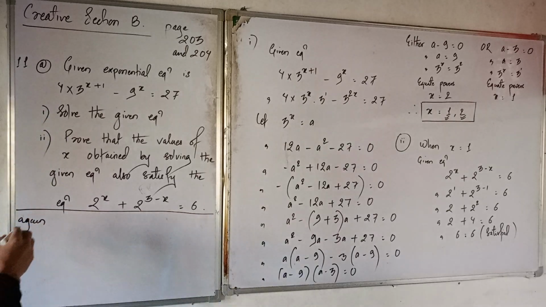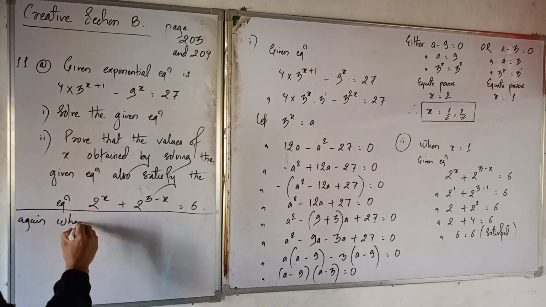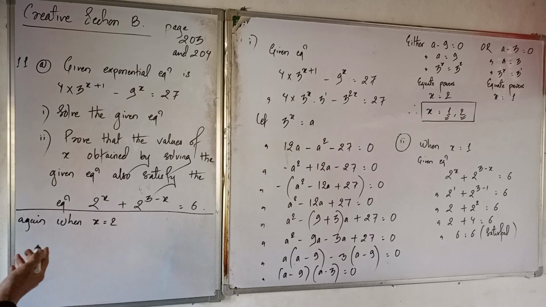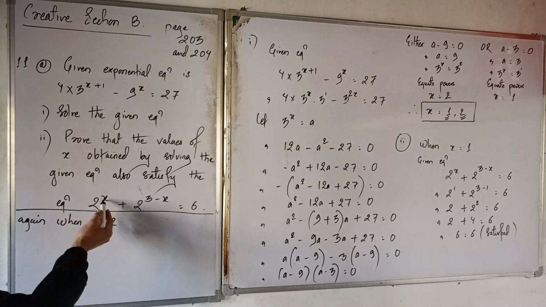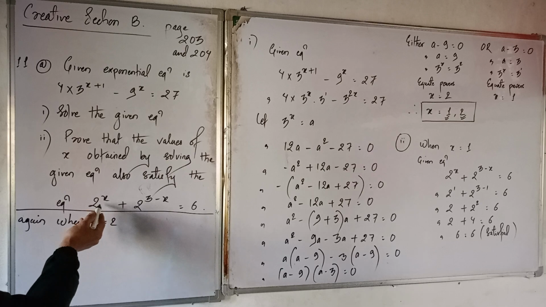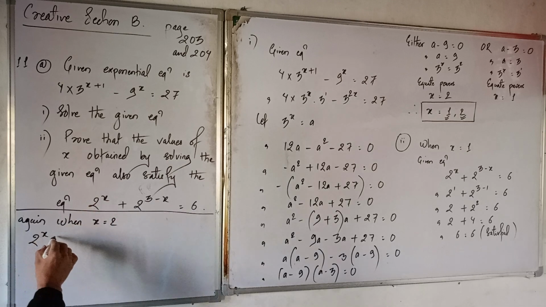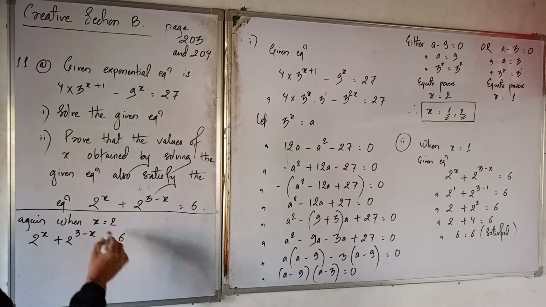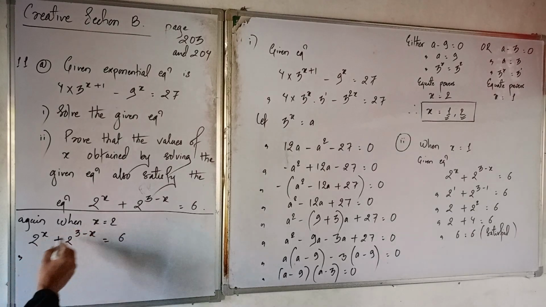Okay, again, when x equals 2, try to substitute the value of x by 2 in 2^x + 2^(3−x) = 6. You just substitute the value of x by 2.